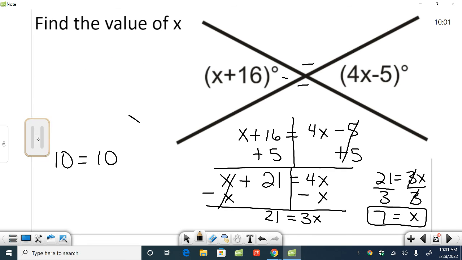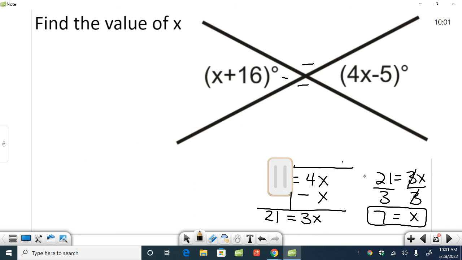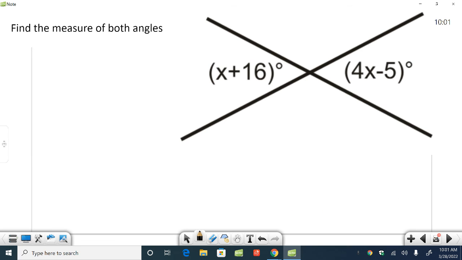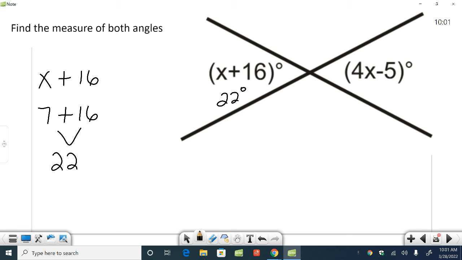Okay, now it's going to ask you, what is the measure of both angles? So this angle, it's x plus 16. What did we get for x? We got 7. So let's plug that in. What's 7 plus 16? So this is 22 degrees. So I'm plugging the number back in to check to make sure that I got it right. Where did I get 16? It's in the problem. It should be 23, yeah.